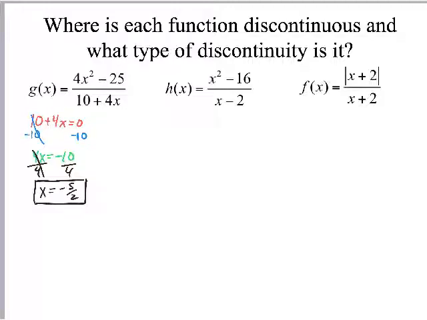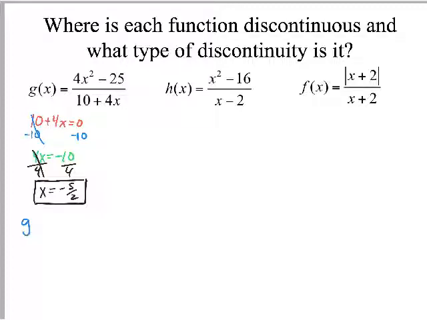You create an undefined. But the second part of the question says, what type is it? Is it removable or non-removable? Well, to do that, what we want to look for is factor cancel to see if I can cancel something out. Because if it's a hole versus an asymptote, that tells me the different type of discontinuity. So trying to understand it better, let's rewrite this function by factoring and see if we can cancel anything. That's the key here. So I'm going to focus on G.